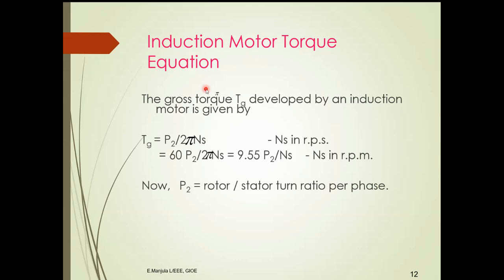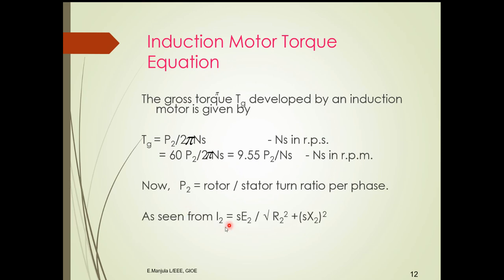The induction motor torque equation we have already seen, but we will discuss it again. The gross torque Tg developed by an induction motor is equal to P2 by 2 pi ns by 60, which is equal to P2 by 2 pi ns, which is equal to 9.55 P2 by ns.